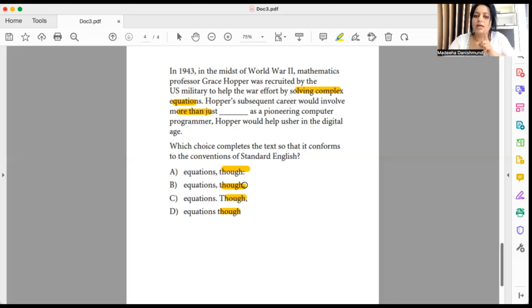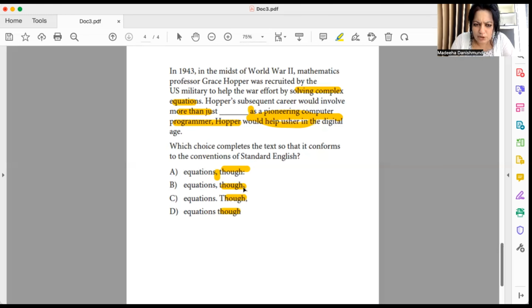However, let's look at the second half as well. Is it explaining it? Is it defining it? Is it elaborating it? As a pioneering computer programmer, Hopper would help usher in the digital age. So here is a person who was recruited just to solve complex equations, and on this side, here she is ushering in the digital age, bringing this whole reformation in computer programming. So it went through the roof, right? So it is elaborating on what is being said. In that case, the colon is a good fit because of the second half. And because the transition isn't added at the beginning of the sentence but towards the end, you have only one comma.